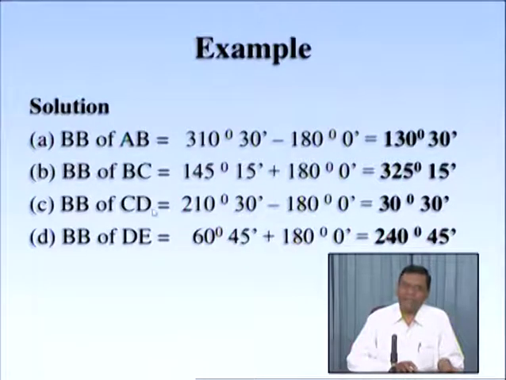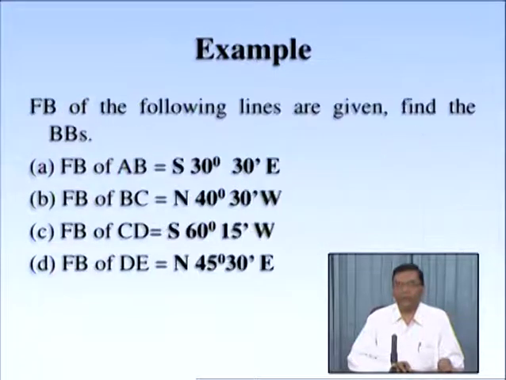Similar way, for the line CD, the value is more than 180 degrees. So we have to subtract 180 degrees. 210 degrees 30 minutes minus 180 degrees is equal to 30 degrees and 30 minutes. Same way for the line DE, the value is given 60 degrees 45 minutes. It is again less than 180 degrees, even less than 90. But we have to see only the figure 180. If it is less than 180 degrees, add 180 degrees. If it is more than 180 degrees, simply subtract 180 degrees to find the back bearing. So 60 degrees 45 minutes plus 180 degrees, the answer is 240 degrees 45 minutes.